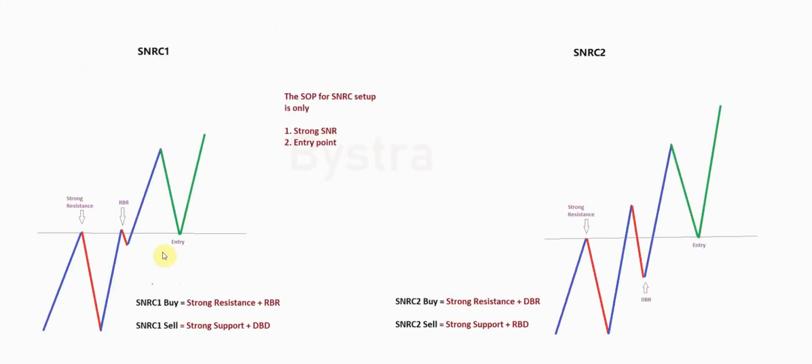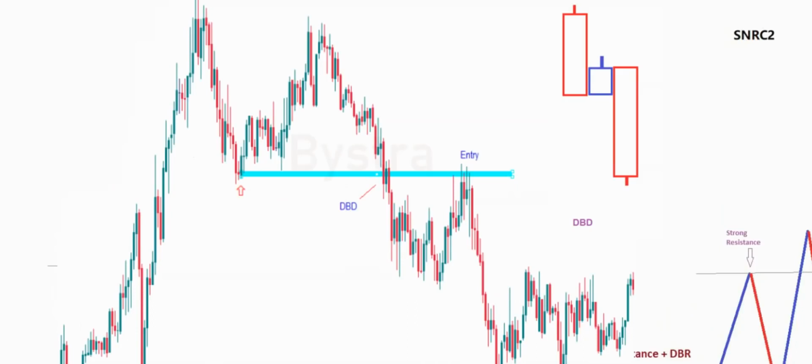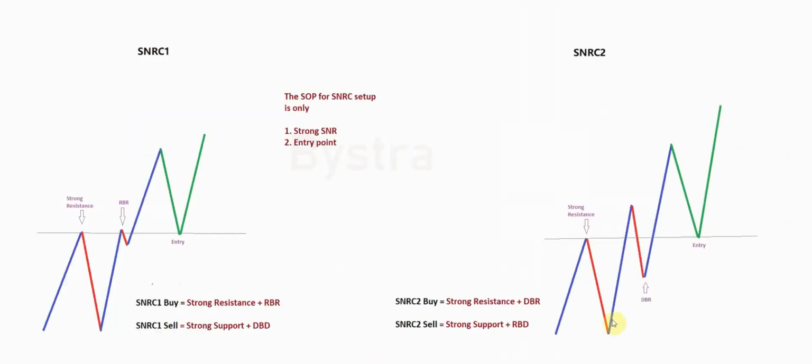And remember, the strong resistance and the rally-based rally must be in the same line. This one cannot be on top, this one cannot be too low. And for SNRC1 sell, there must be a strong support and a drop-based drop. The SOP is still the same. All right, and next we move to SNRC2.